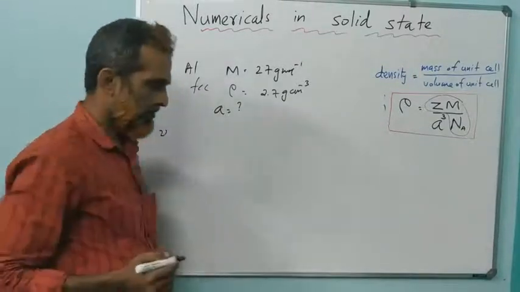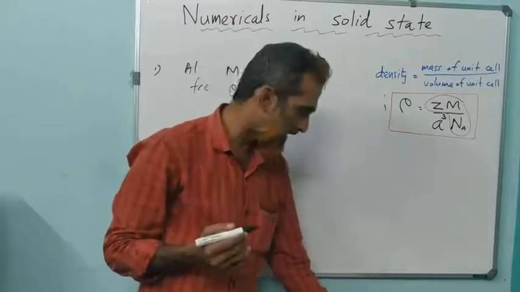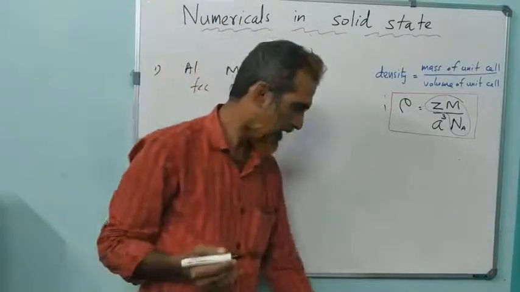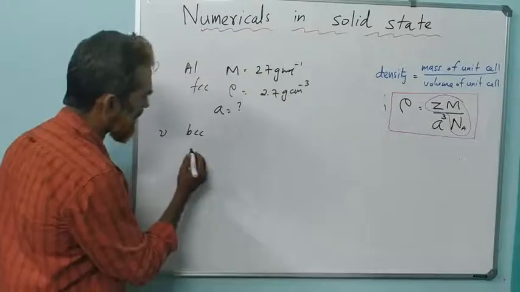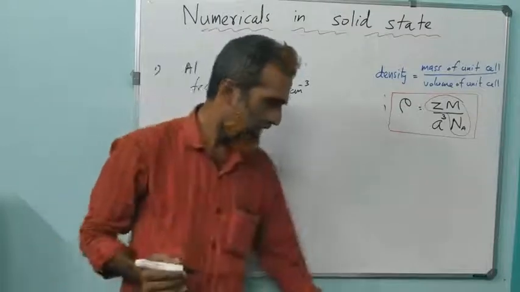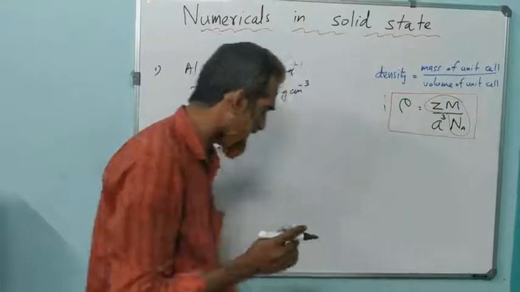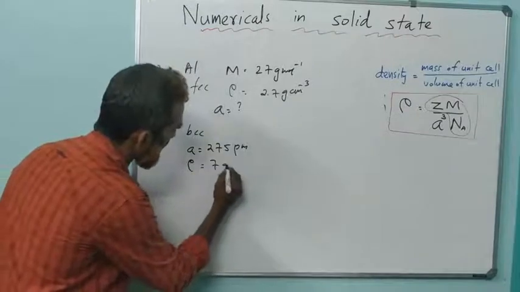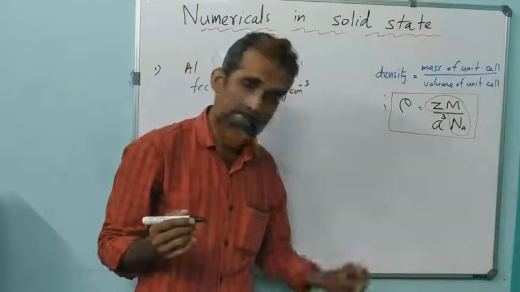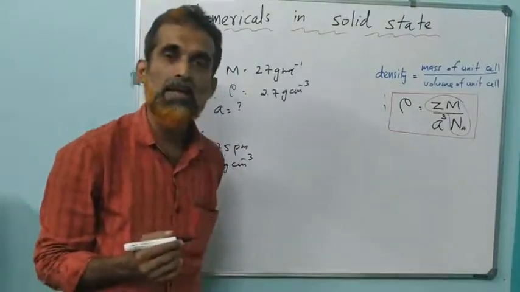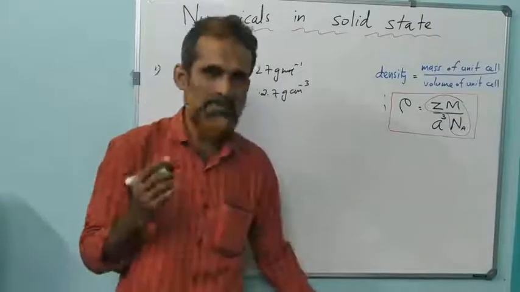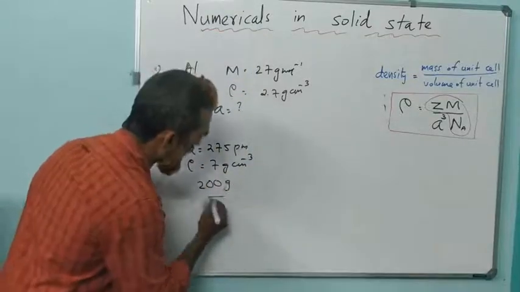Then the second one, an element occurs in the BCC structure, element is not mentioned, with a cell edge of 275 picometer. A equal 275 picometer. The density of the element is 7 gram per cc. How many atoms of the element does 200 gram of the element contain? The question is, how many atoms of this element does 200 gram contain?